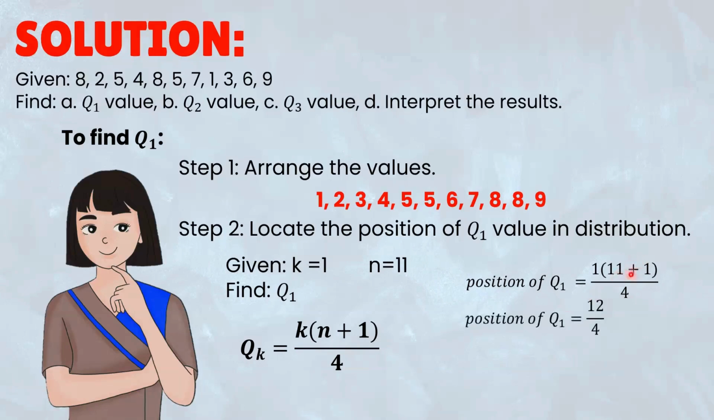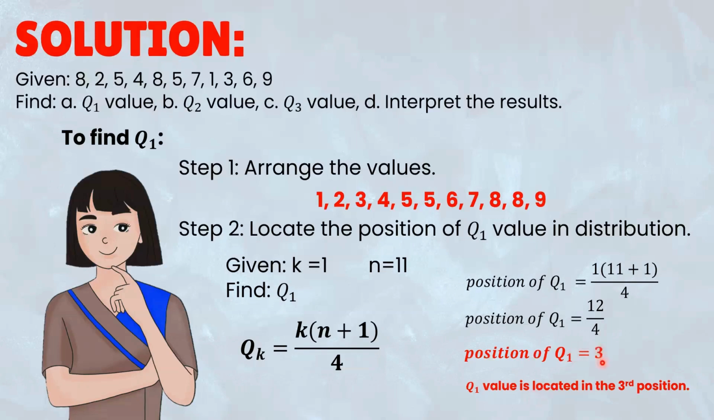So we have 11 plus 1, that gives us 12. 12 times 1, that gives us 12 still. Then we copy, divided by 4. 12 divided by 4 gives us 3. So meaning, the quartile 1 value is located in the third position. Note that the quartile 1 value is not equal to 3. It's only the position. So the Q1 value is located in the third position.